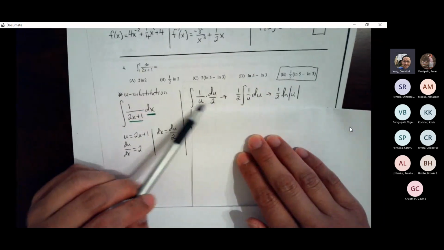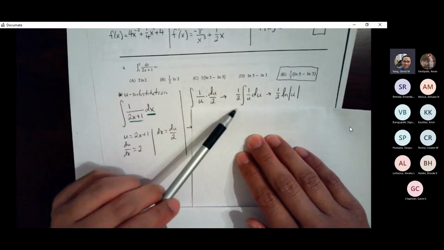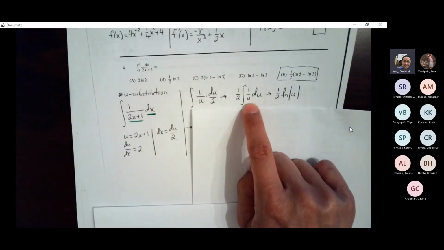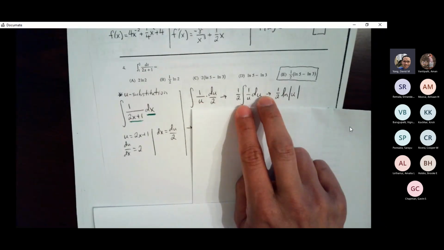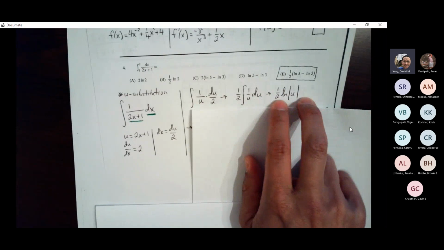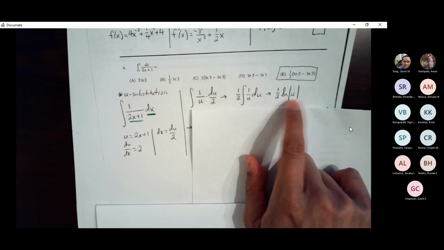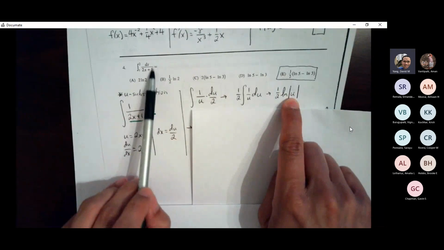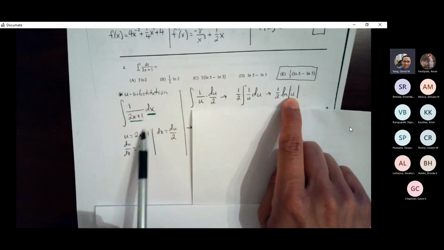Do a little bit of cleanup here, push the 1/2 out in front, and we can see this is clearly our natural log rule, right? Integral of 1 over u du is just natural log of the absolute value of u. Hold on to that 1/2. Once we have our antiderivative, we're going to bring our original variable back, and then we can work in the bounds.